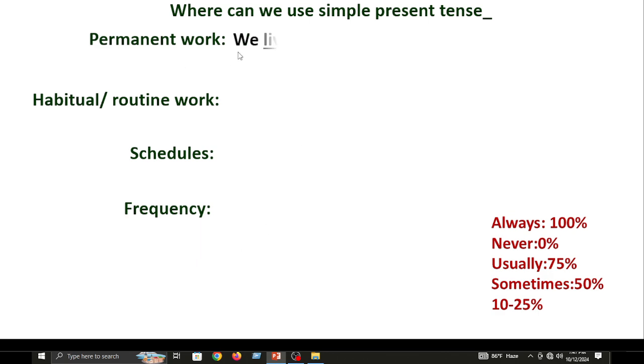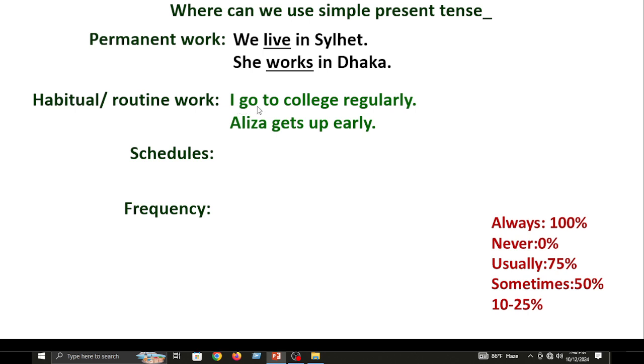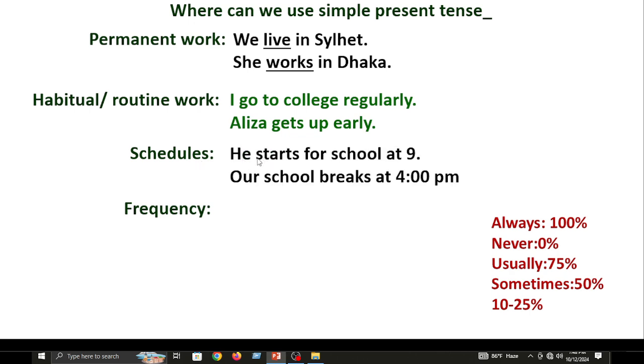The first, permanent work, that means we live in Sylhet, it's permanent. She works in Dhaka, it's also permanent. Habitual work or routine work, I go to college regularly, it's a routine work or same as the permanent activity. Aliza gets up early, it's a habitual work and it's also related to permanent activity. Schedule, he starts for school at 9, routine work or schedule activity. Our school breaks at 4 p.m, it's another casual activity and same as routine work.